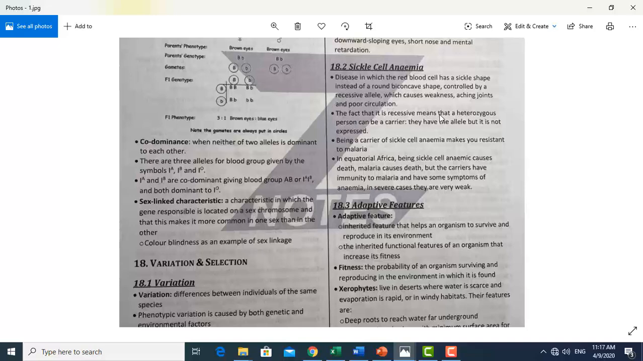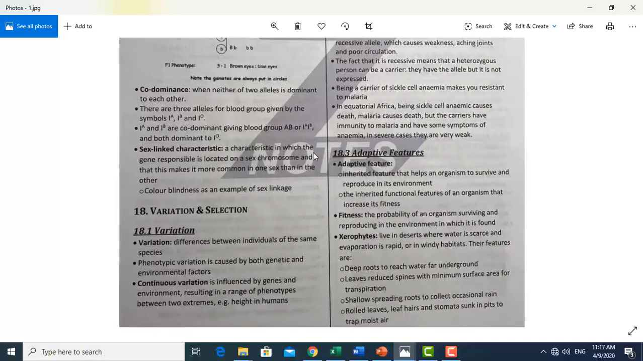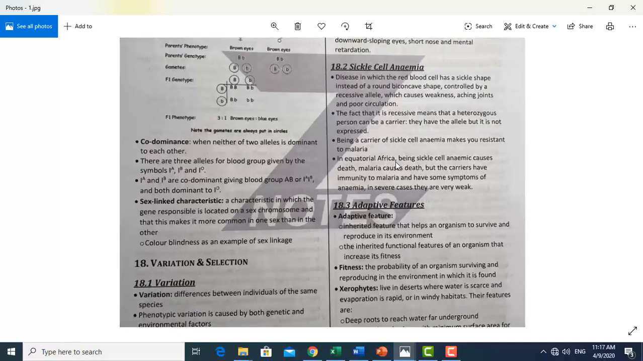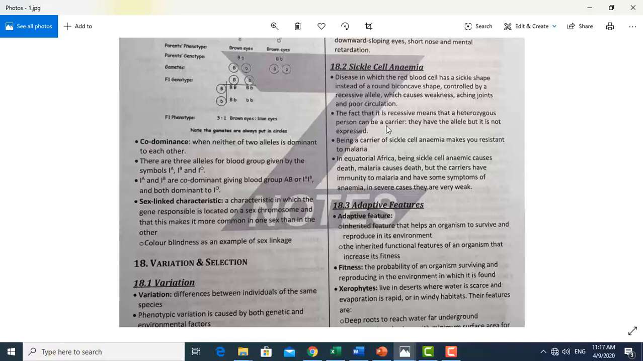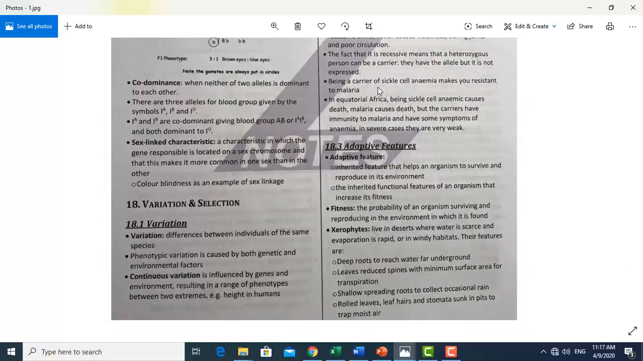The fact that it's recessive means that a heterozygous person can be a carrier. They have the allele, but it's not expressed. Being a carrier of sickle cell anemia makes you resistant to malaria. In equatorial Africa, being sickle cell anemic causes death and malaria causes death, but the carriers have immunity to malaria and have some symptoms of anemia. In severe cases, they are very weak. For sickle cell anemia, it could be just the mother carrying it, or both parents, but sometimes they're not aware that they have it.